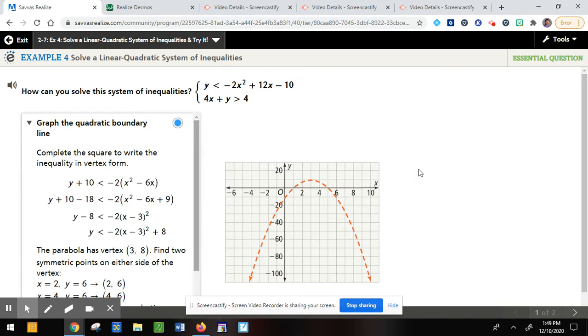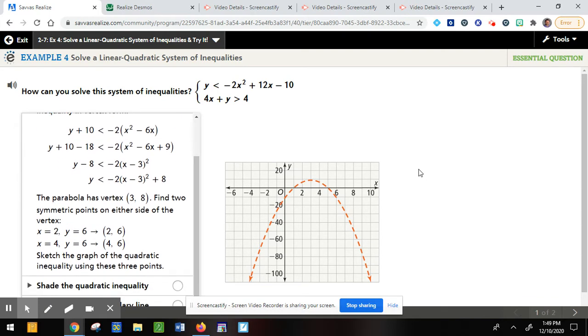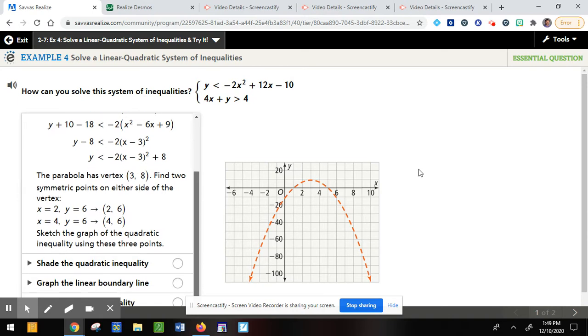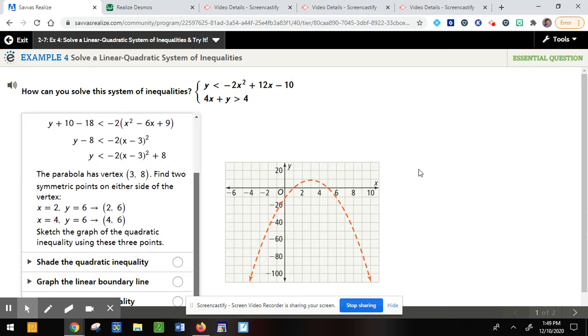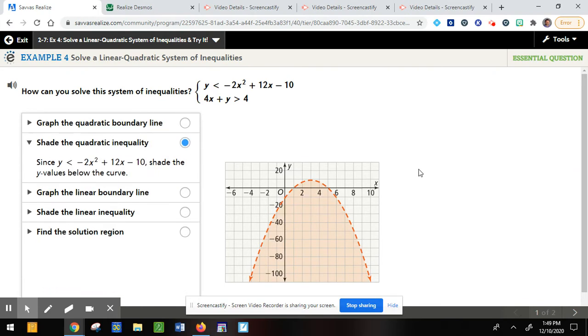And just graphing that the same way you would normally. This one is a dashed line because it's just less than. So you find the vertex and then two symmetric points on either side, and there you go. You shade underneath because it's less than.